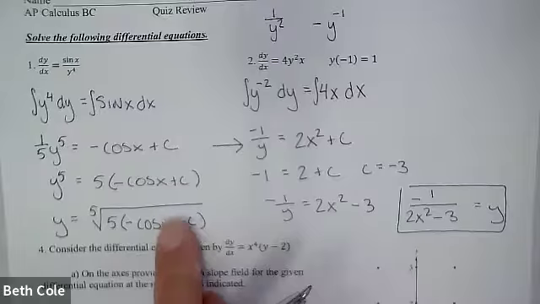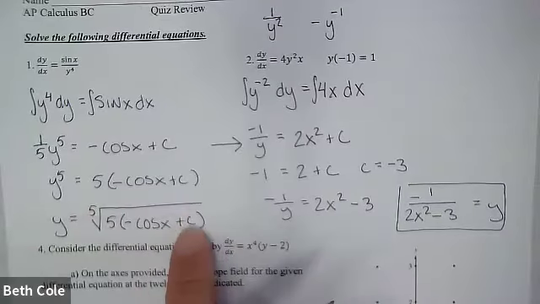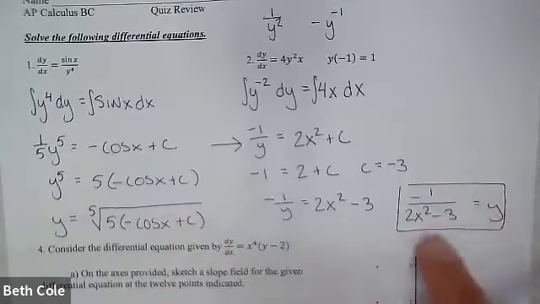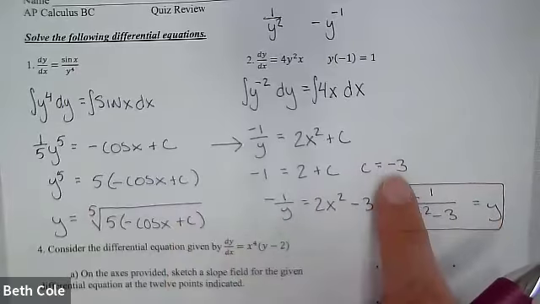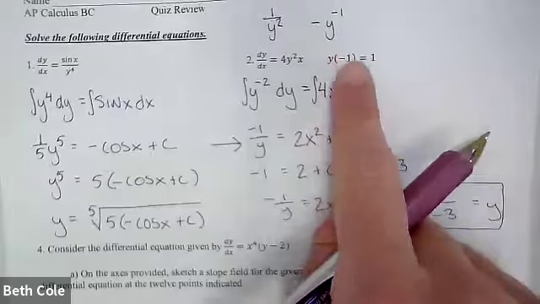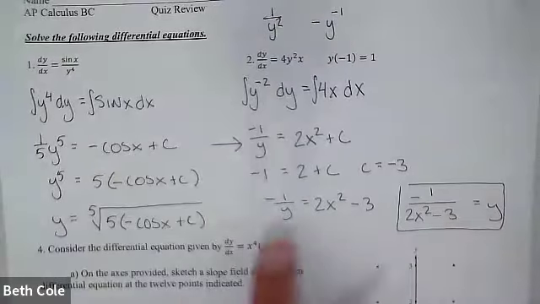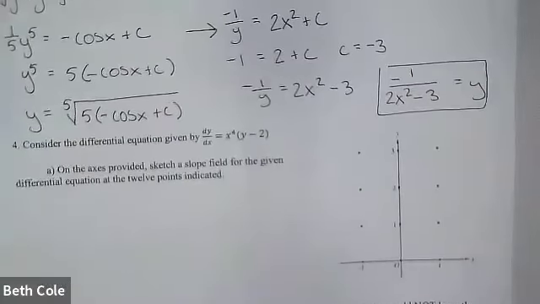This is a general solution. It's an infinite number of answers because c can be anything. This is a particular solution because we found what c is specifically for this initial condition. So this is one answer and this is infinite answers.